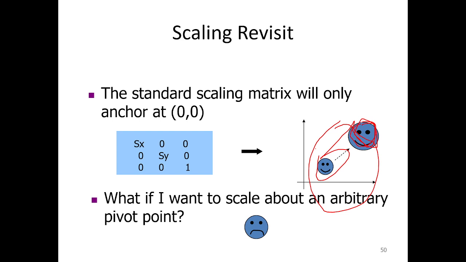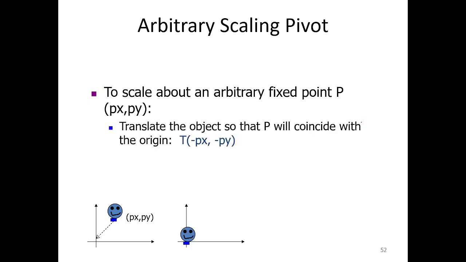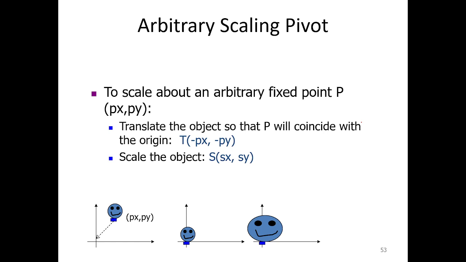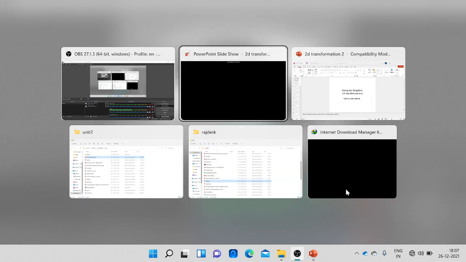So if I want to scale about an arbitrary pivot point, that is an arbitrary fixed point px comma py, translate the object so that P coincides with the origin, T of minus px comma minus py. Scale the object by sx comma sy, so it will be increased. Translate the object back, T of px comma py. So scaling is done with translations, based upon the pivot element. Okay, next we will discuss the next one.